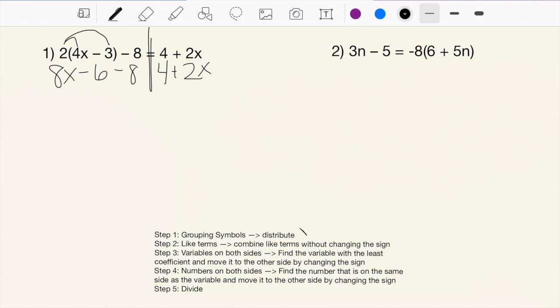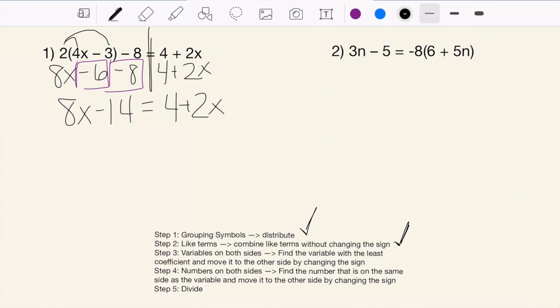So that's number 1. Number 2, like terms, is there anything we can combine? You should have realized that -6 and -8 could go together. So we're left with 8x minus 14 equals 4 plus 2x.